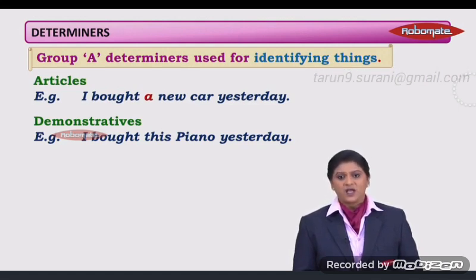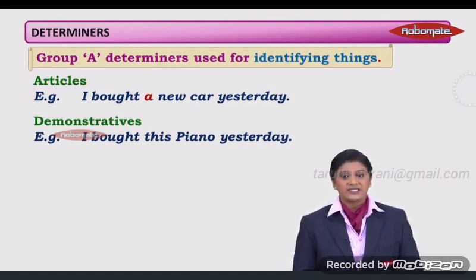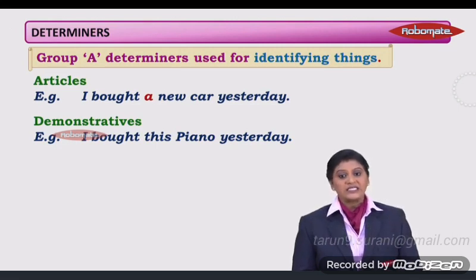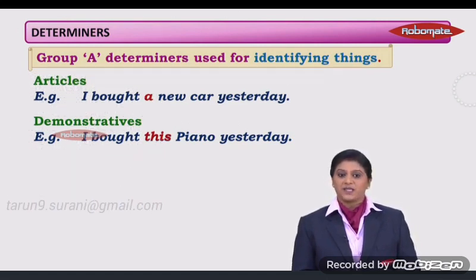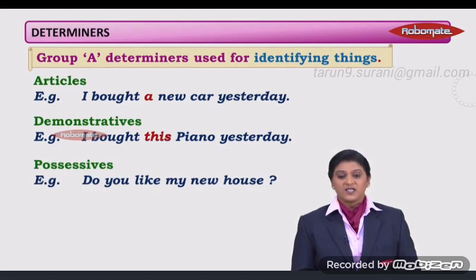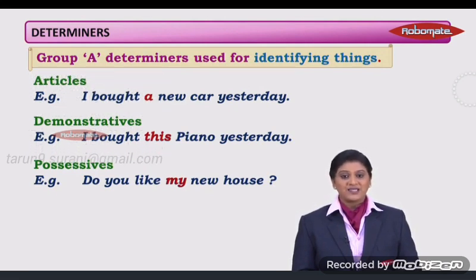Similarly, demonstratives. I bought this piano yesterday. Now, over here, this becomes the determiner. Why is this a determiner? Because it tells us that this particular piano is the one that we are talking about. Possessives. Let's take an example for possessives. Do you like my new house? Over here, my is the determiner and it specifically tells us about the house, and basically whose house is it? My house, and that is why it becomes a possessive determiner.